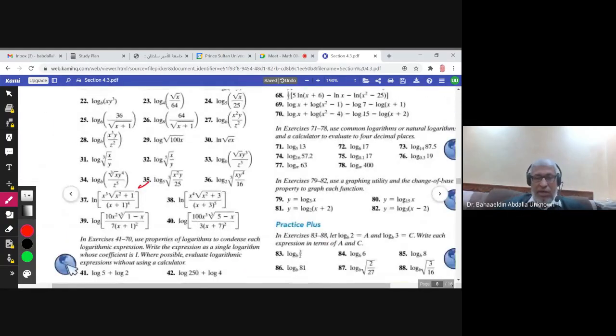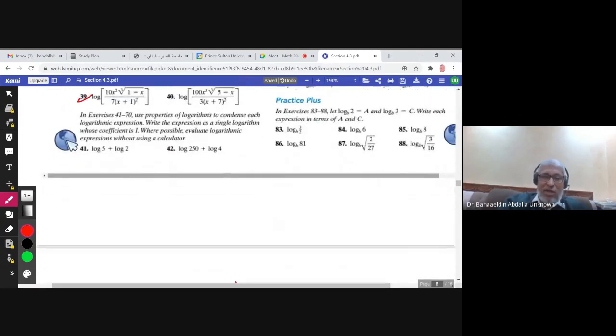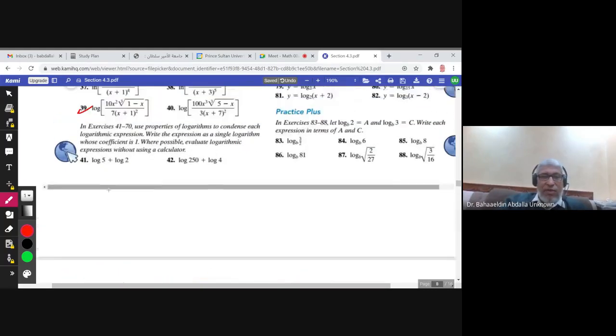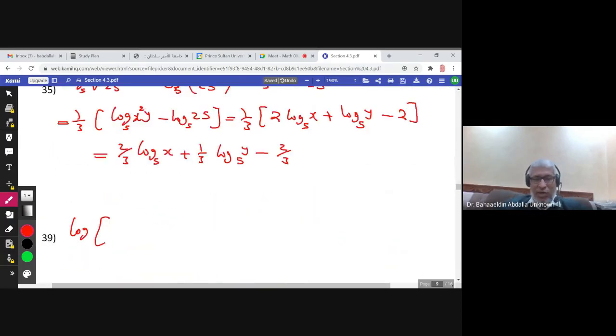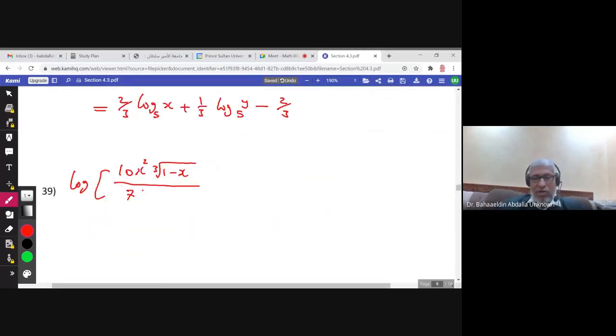39, okay, 39 is complicated. Let us do it together. This is the most complicated question, and it would be the last question. So it is log, okay, and the good thing here is that the base is 10. 10x square, cube root of 1 minus x, over 7 times x plus 1, all squared. Okay, so this is the question.